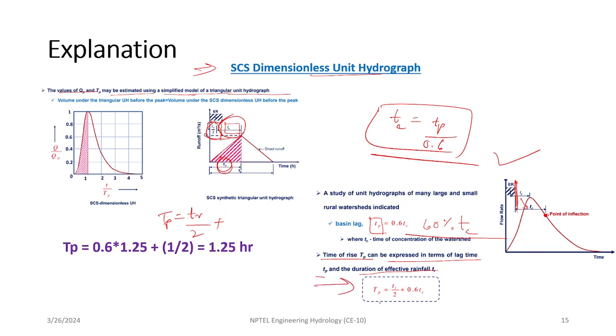Okay, so using this formula that is given here, TP equals TR by 2 plus 0.6 TC, we can compute the total time of rise. Okay, now compute the value. Are you getting this value which is mentioned there?